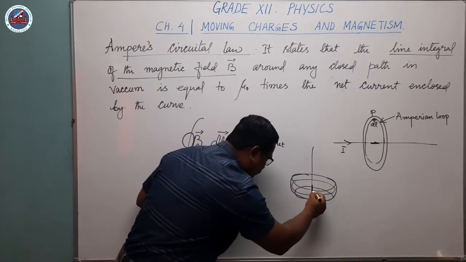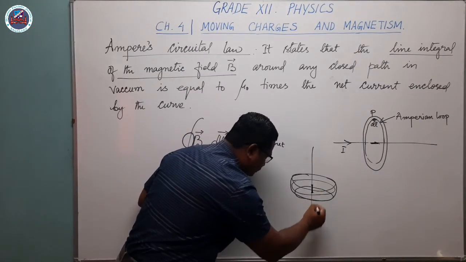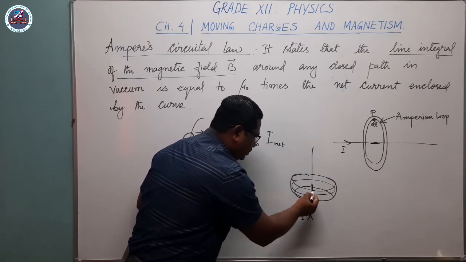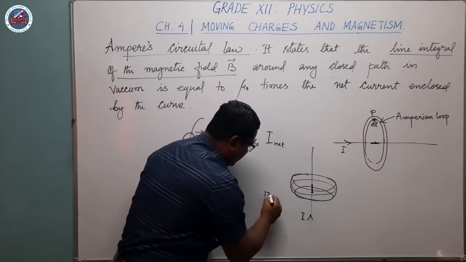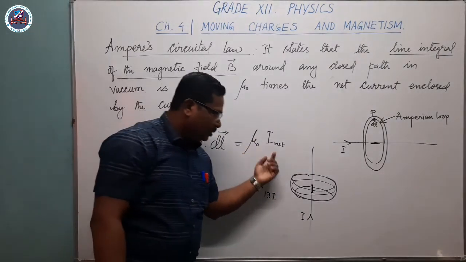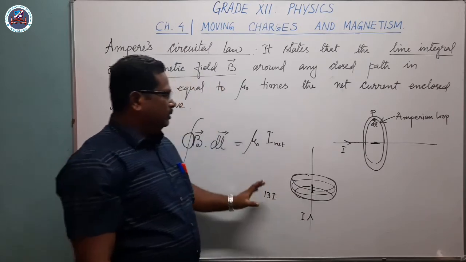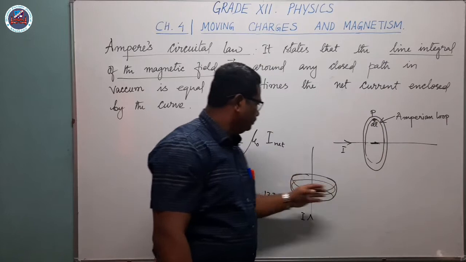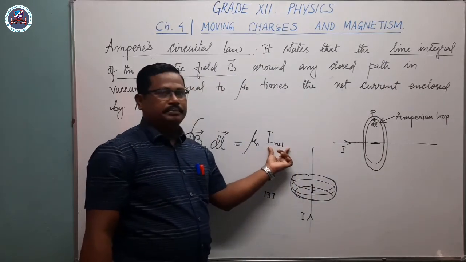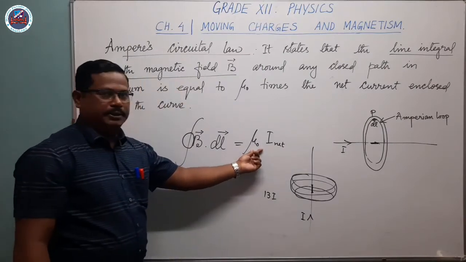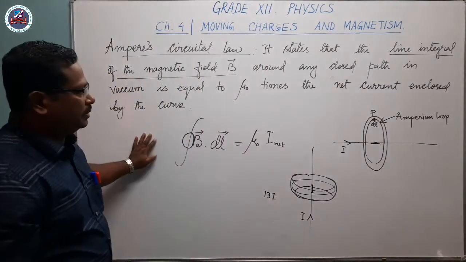So the amount of current flowing through this length of the wire, if I pass current I, will not remain I. How many points are there? 1, 2, 3, 4, 5, 6, 7, 8, 9, 10, 11, 12, 13, suppose. 13 times I it will be. That's what it says, the net current. Because of that current the field is formed. That current we call the net current, and multiply with magnetic permeability. This is your Ampere circuital law.